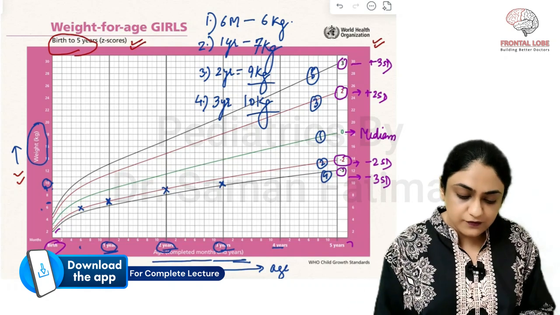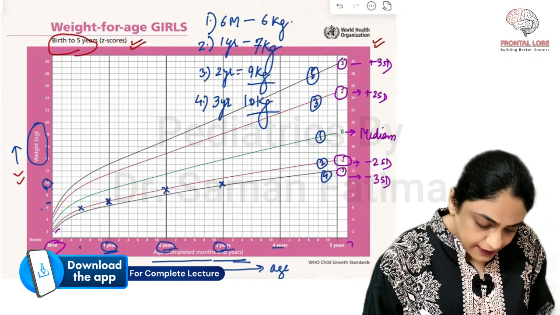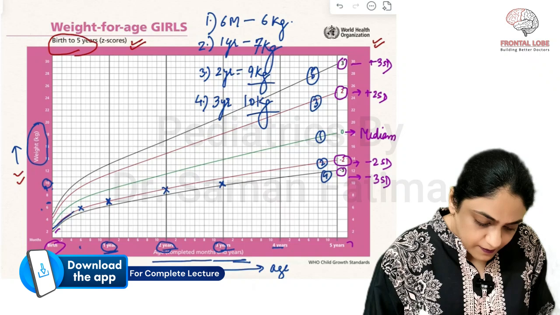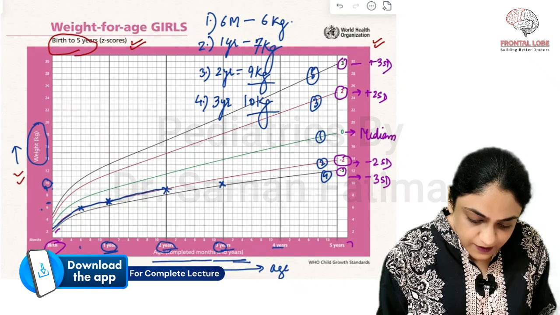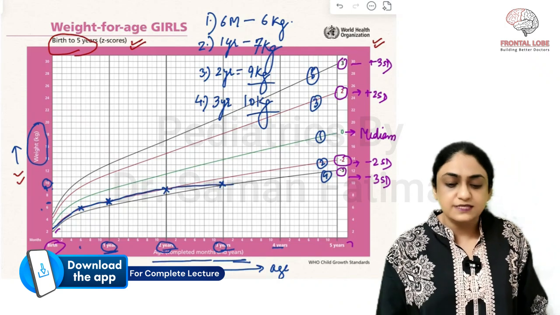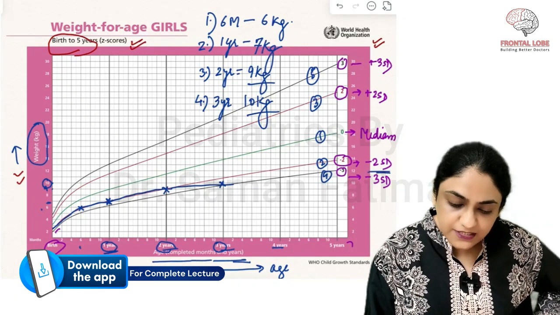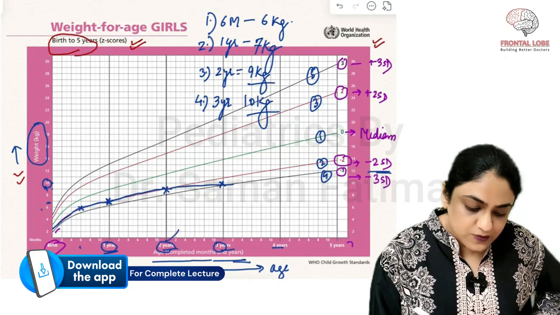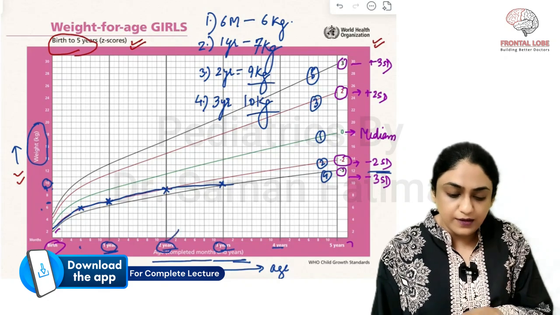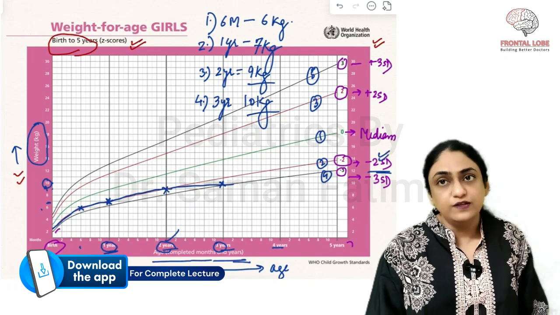Now we'll draw the curve for this particular baby. So we'll draw with blue, right? If we connect all these dots, we'll find that the weight of the baby is like this. So you can see it was following the -2 standard deviation curve till 1 year of age, till 2 years of age. It was falling over -2 standard deviation of the weight.